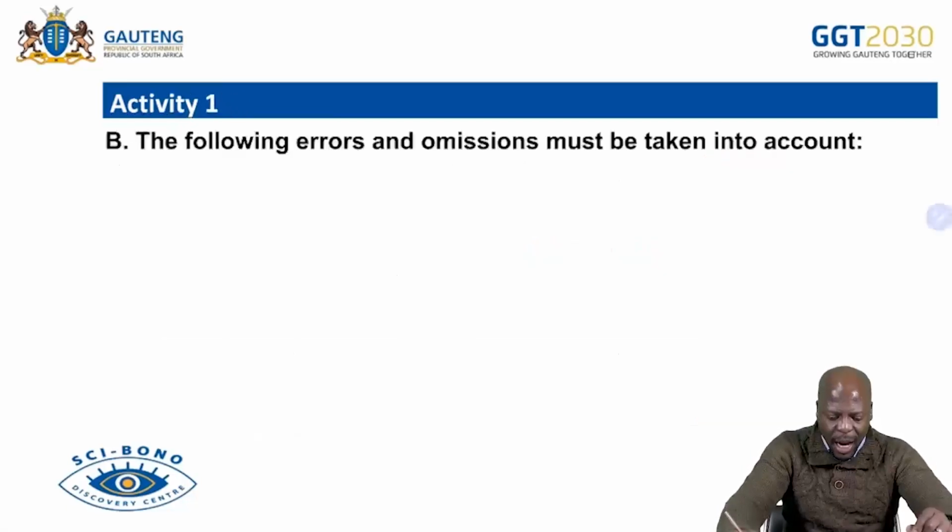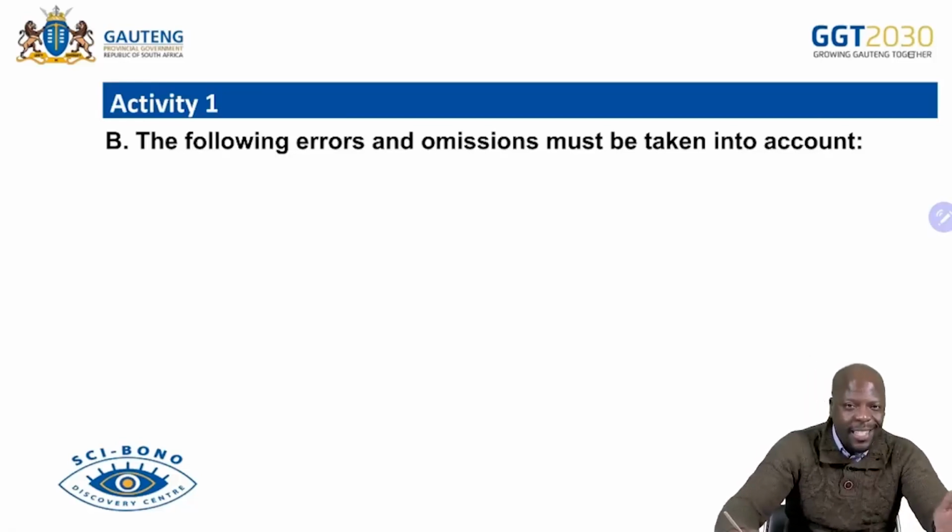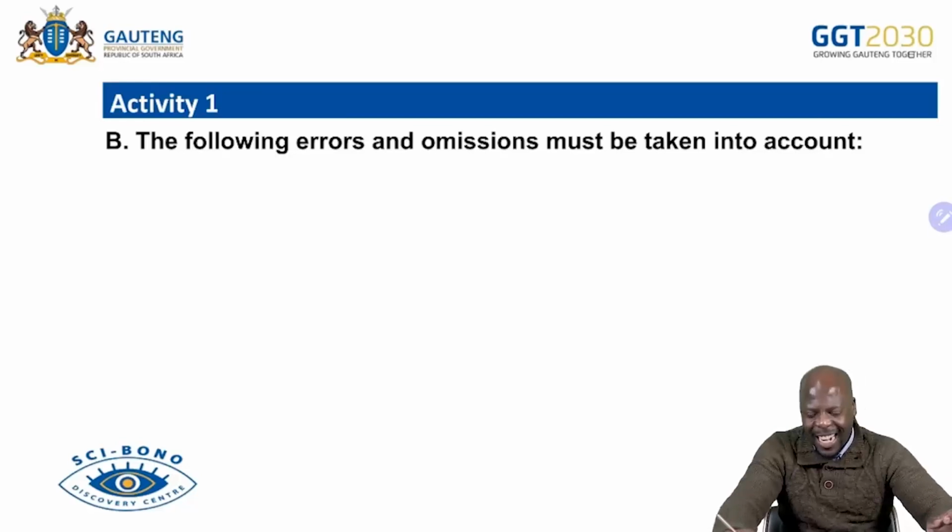Let's now hear what the errors are saying. The following errors and omissions must be taken into account, okay? I hope you have your calculator ready, your pencil and your eraser. We're about to hit the ground running now.